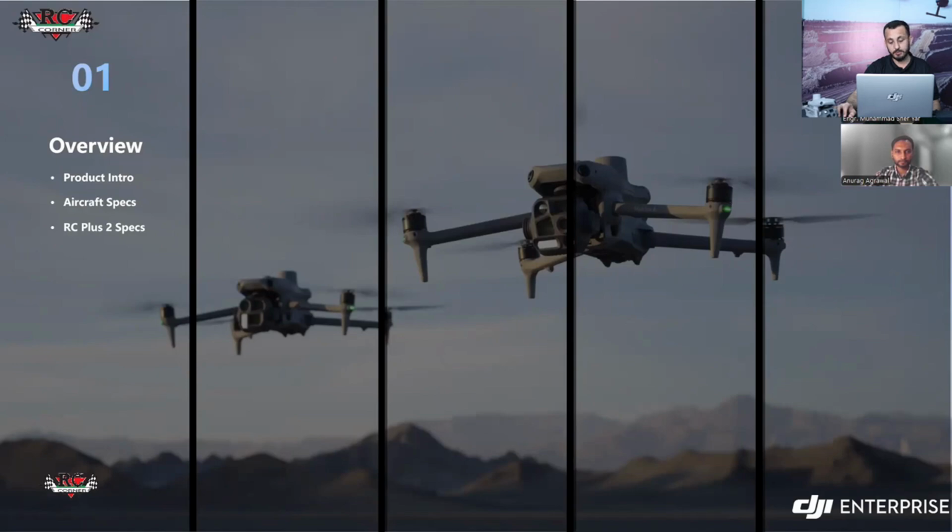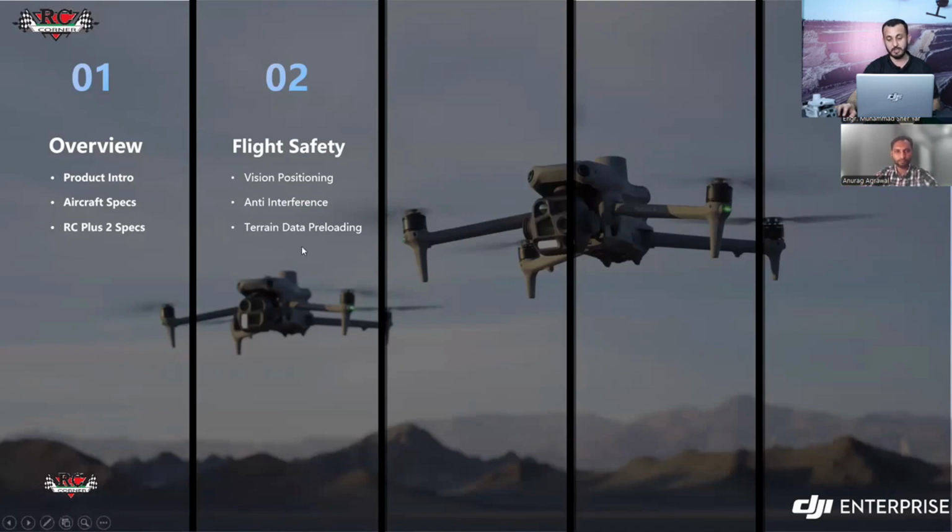Before, we had the RC Plus, and now we are introducing the RC Plus 2, which has a very long transmission range and also various functions for ease of use. Regarding the safety of this aircraft, it has different vision sensors and obstacle avoidance sensors, which are very good for the inspection process where there are cables around, and it will detect them. It also has some advanced features for terrain follow.